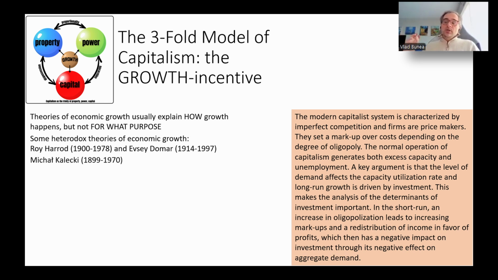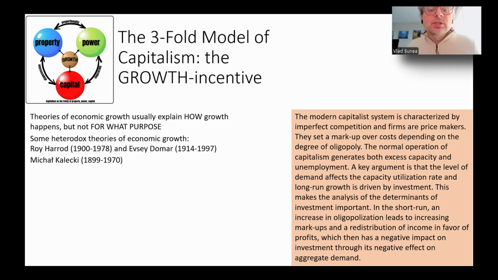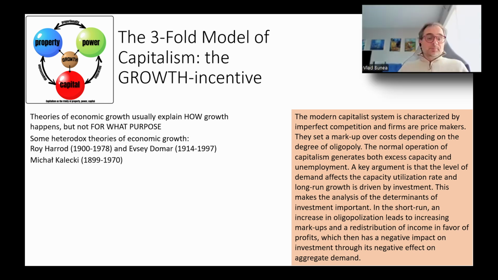Capacity means how much stuff, how much capital there is available inside an economy to work with, to produce new goods and services. A key argument from Kalecki is that the level of demand for the goods affects the capacity utilization rate, so how much of that stuff you utilize in your production, and long run growth is driven by investment. So he thinks that economic growth is decided by how much companies invest in that capital. When they invest a lot, there's growth. This makes the analysis of the determinants of investment important. In the short run, an increase in oligopolization leads to increasing markups and a redistribution of income in favor of profits, which then has a negative impact on investment through its negative effect on aggregate demand.